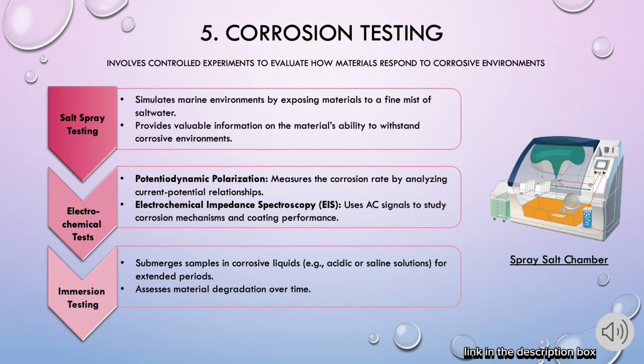intended application. Okay, so for better understanding, let's take a look at how salt spray testing is conducted in the laboratory by using a salt spray chamber. But before that, we need to know why corrosion testing is very important. The answer is corrosion testing plays a critical role in managing and mitigating the damaging effects of corrosion, enabling industries to make informed decisions and take proactive measures to protect their infrastructure and equipment.